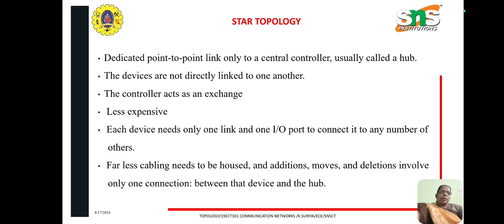A star topology is less expensive than a mesh topology. Each device needs only one link and one I/O port to connect it to any number of others. This factor also makes it easy to install and reconfigure. Far less cabling needs to be housed, and additions, moves and deletions involve only one connection between that device and the hub.